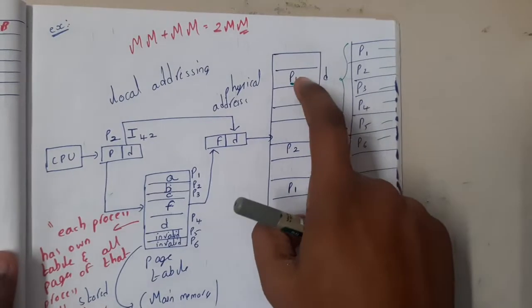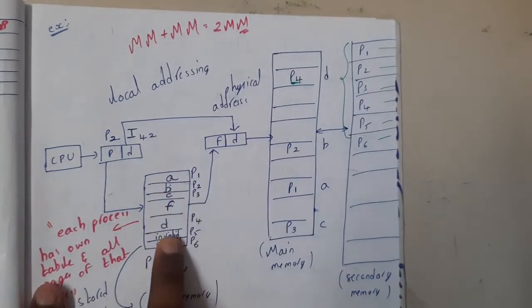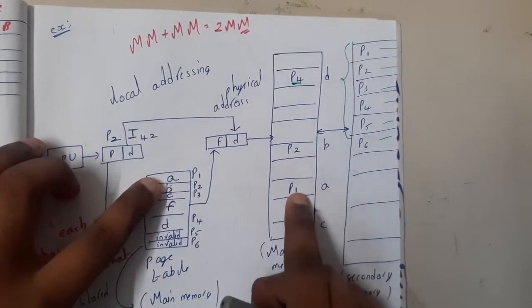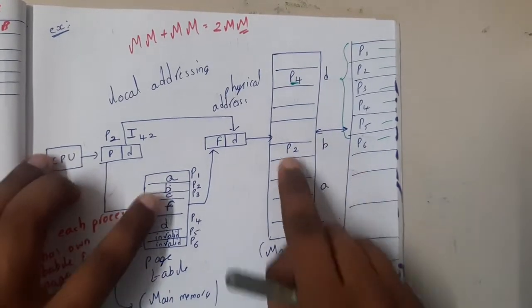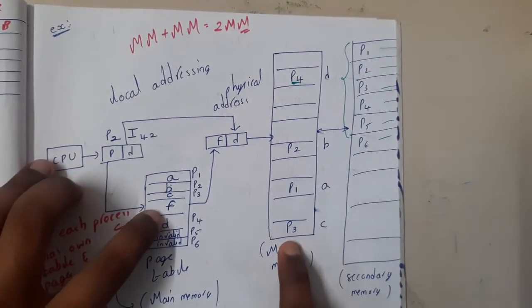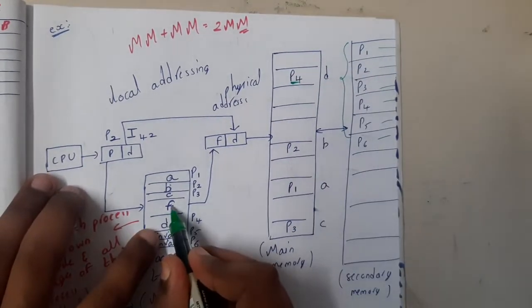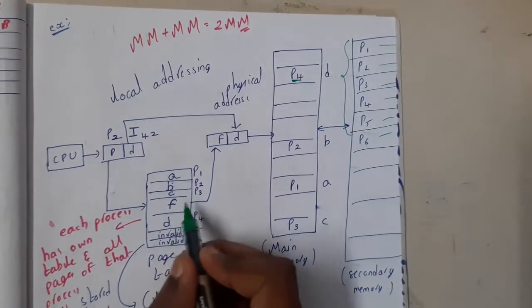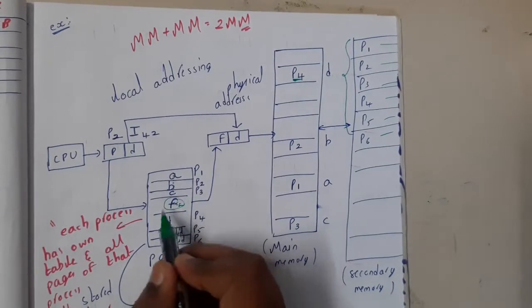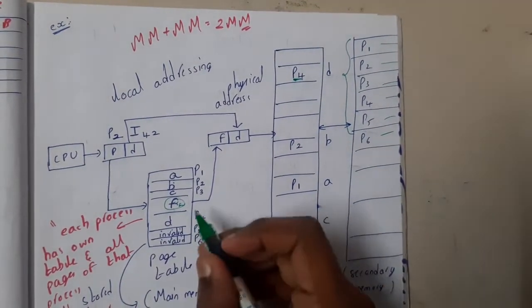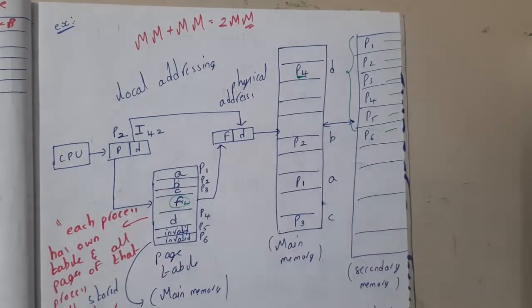So basically these slots' information will also be filled in the page table. At location A I can find P1, at location B I can find P2, at location C I can find P3, at location D I can find P4. So why did I write F? F here indicates that the frames are stored here, that's it. So now you got an idea, right? So this is filled.